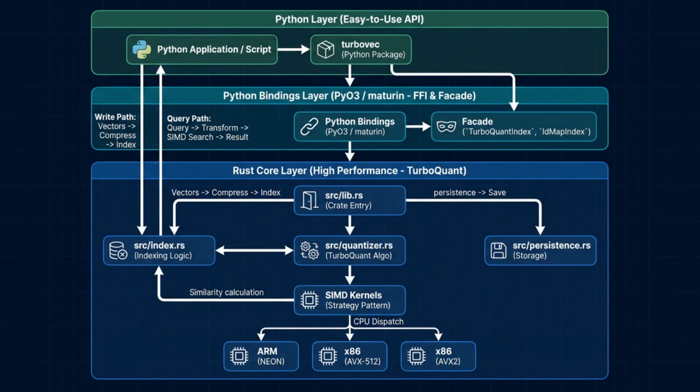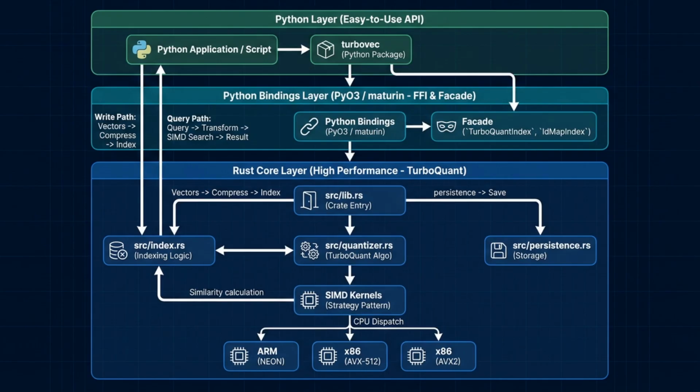These kernels use Neon on ARM and AVX 512 on modern x86 chips to perform scoring directly on the compressed data. You can even pass an allow list of IDs to the search function. The filtering happens inside the SIMD loop itself, skipping entire blocks of data that don't match. This is a clever way to save cycles while preserving recall.